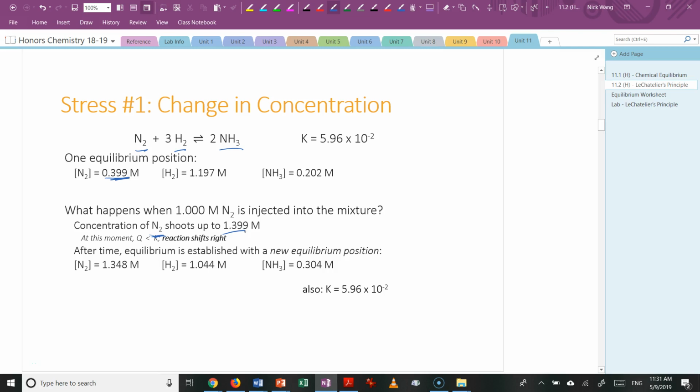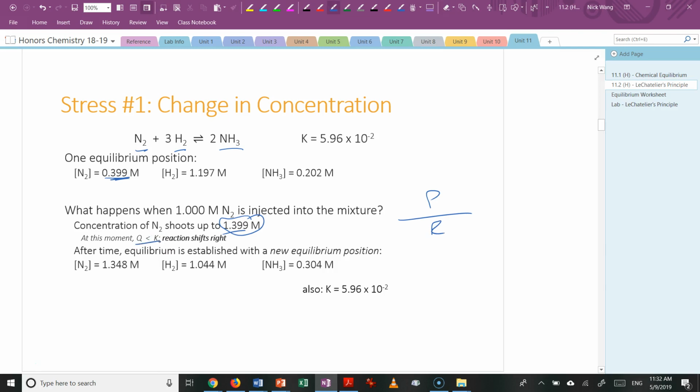Now, why am I introducing Q again? Well, remember, anytime you know you're not at an equilibrium position, you can use Q to figure out where you are. So when I use that new value of 1.399 to plug into that expression of products over reactants, the Q will end up being less than K.